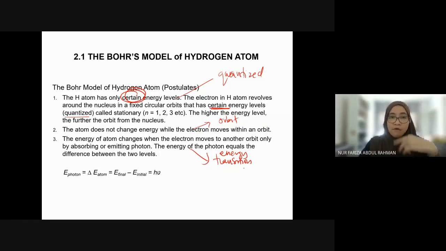When the electron absorbs energy and gets excited, and later on it will come down, or return back to its original ground state, and release energy, that is also considered as energy transition. So anything you can expand. That's why the keywords will be quantized, orbit, and energy transition. Then from there you can expand.